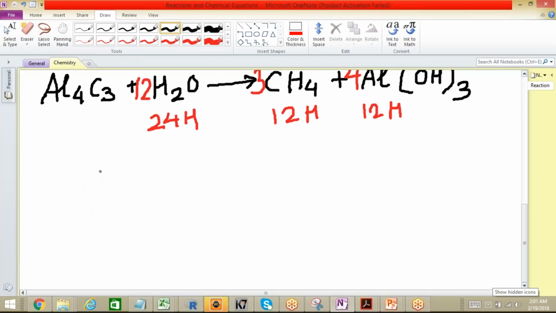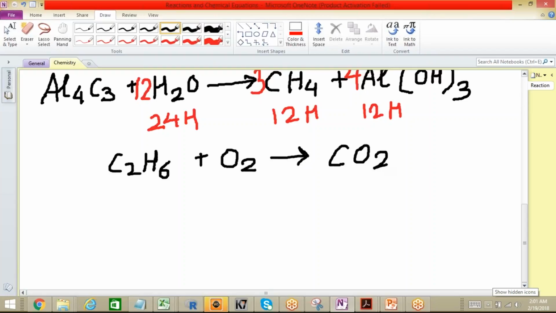Now I have C2H6, ethane, this one, C2H6, this is ethane plus, let me burn it, that means I'm going to combine it with oxygen, right? Now the output is carbon dioxide and water, that is CO2 plus H2O. Fine. Okay, so now let's balance this equation.